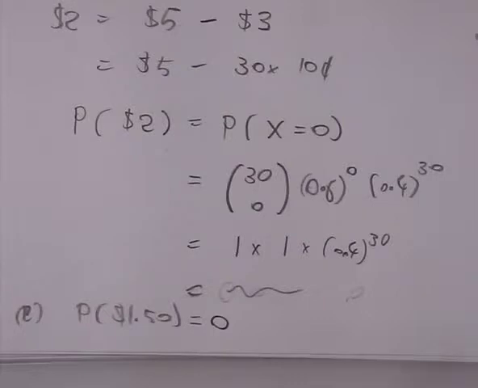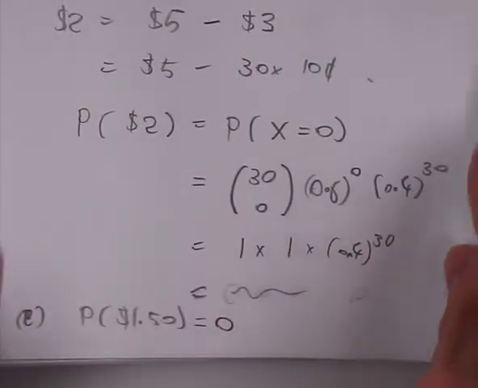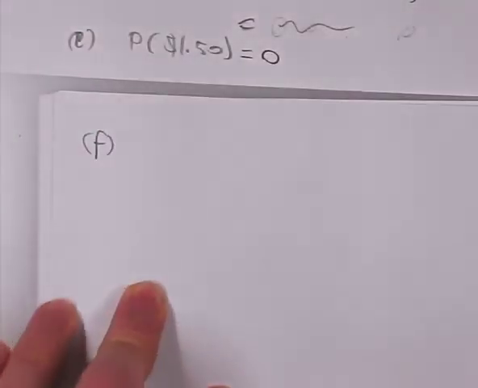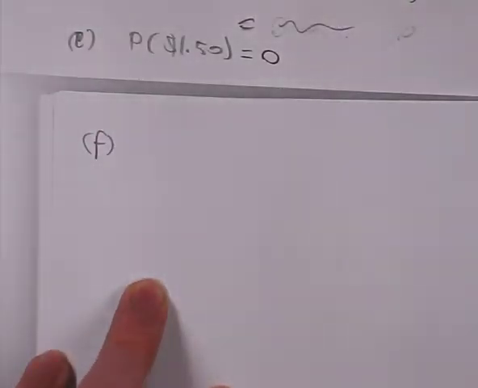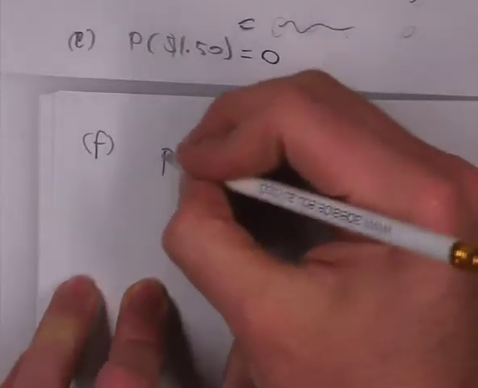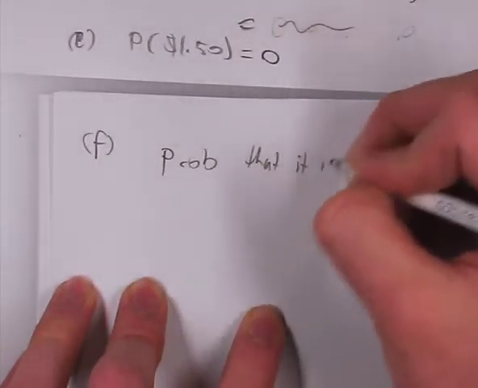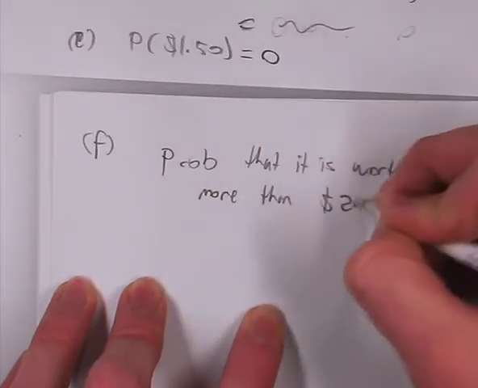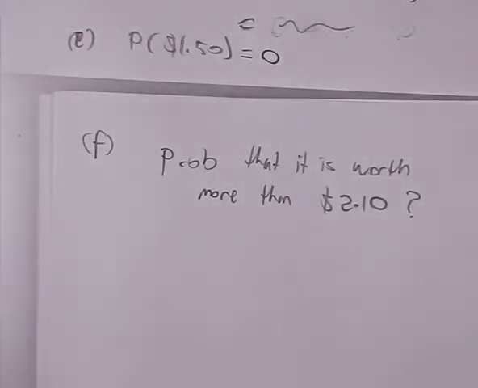All right, and there's one last thing that you might be shown in a binomial distribution question, other than asking something that I'm not up to yet. You might be asked, what's the probability of it being worth more than $2? Just to make it a little more interesting, more than $2.10. Just picked a random number out of the air.